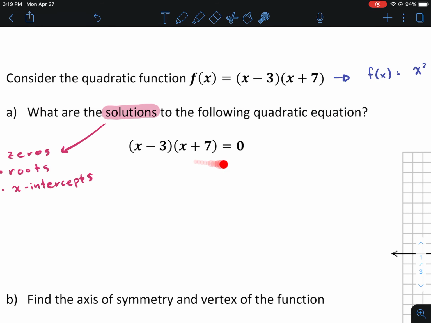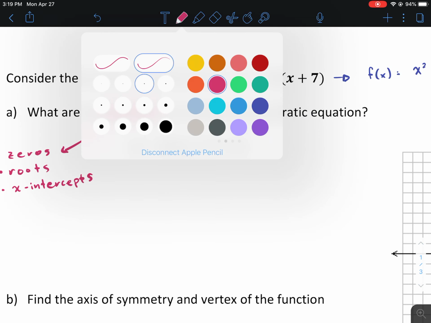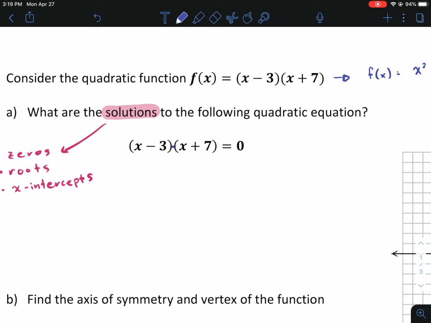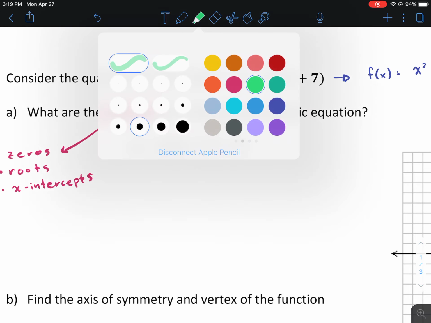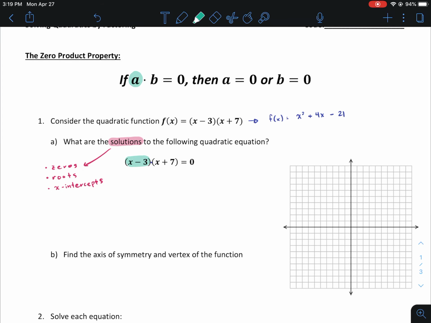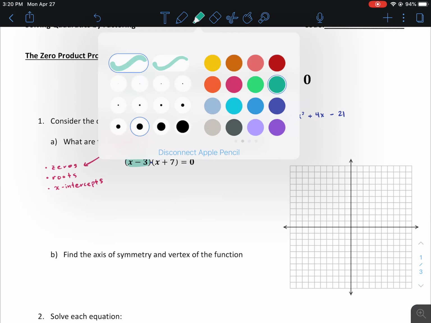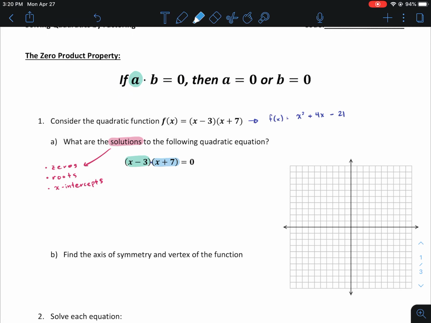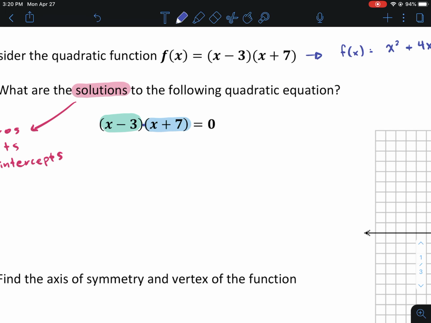We're going to solve this using the zero product property because in factored form, we have a product of two things, right? We have this x minus 3, which let's say in this case is our A. So if (x minus 3) times (x plus 7), or B, is equal to 0, then either B is equal to 0 or A is equal to 0, right? And so that means that either x minus 3 has to equal 0 or x plus 7 must equal 0.